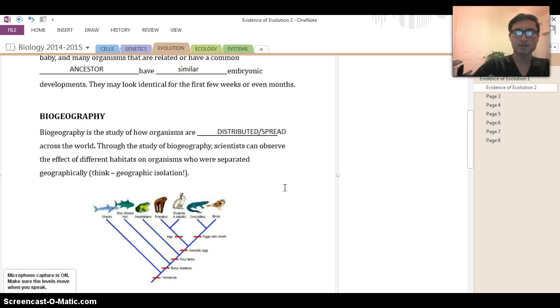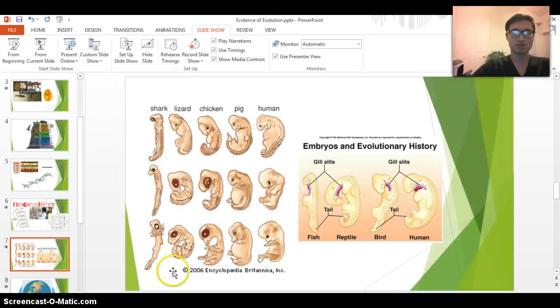So through the study of biogeography, scientists can observe the effects of different habitats on organisms who are separated geographically. So if you're isolated geographically and you have a different environment, you might have some sort of speciation. So let's go back to our slideshow real quick.